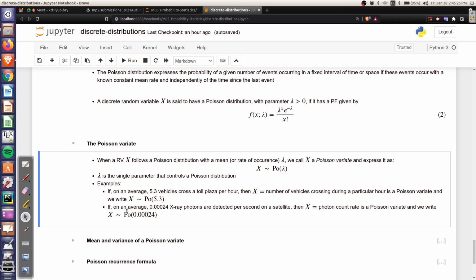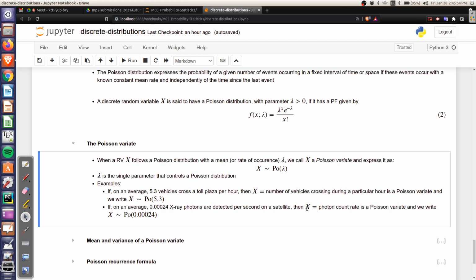Over a long period of time, let's say over 5-6 hours, it is detecting one photon, right? Or let's say over 20-30 minutes, it is detecting, let's say, one photon. You are dividing that one photon over the total number of seconds. So that's why we are seeing this value here. Again, the same reason as for the car. So this is the average value. This is the average number of X-ray photons which are detected per second on the satellite.